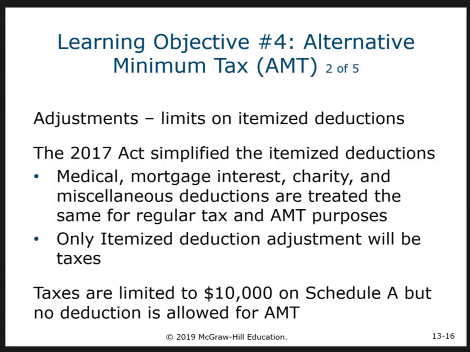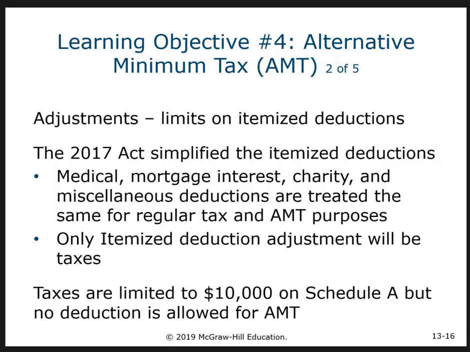So what adjustments need to be made? Well, one of the things that we'll see on the 6251 is that the only real difference on itemized deductions now that we've changed the law, having to do with medical, mortgage interest, charitable contributions, miscellaneous deductions, is that the regular and the AMT are pretty much the same. So there used to be different thresholds. It used to be that miscellaneous itemized deductions were not allowed for AMT, but they were allowed for regular. Now they took them away under regular, so now it's the same.